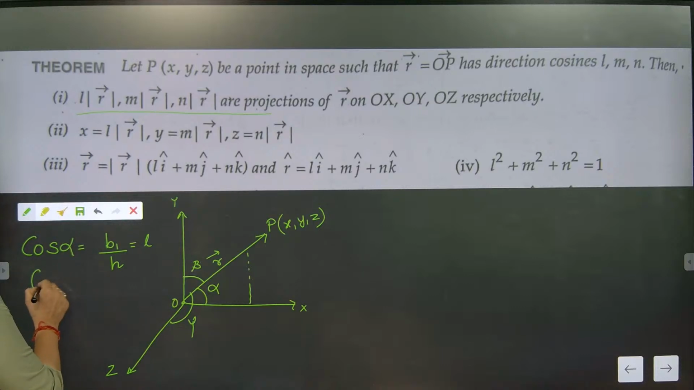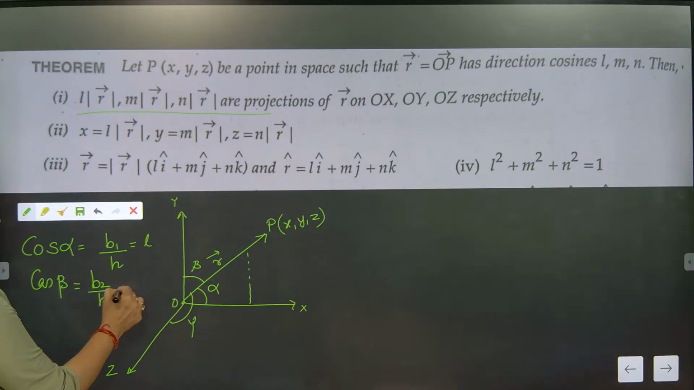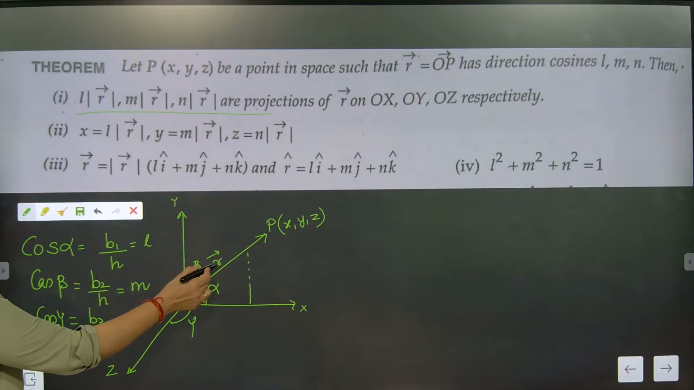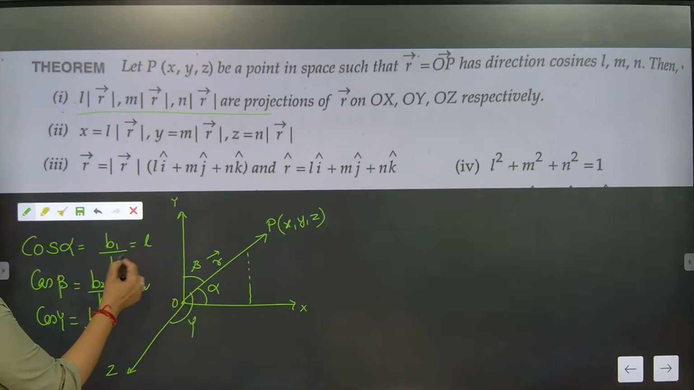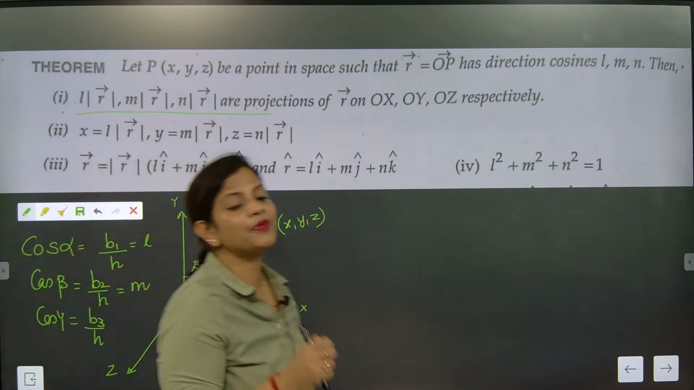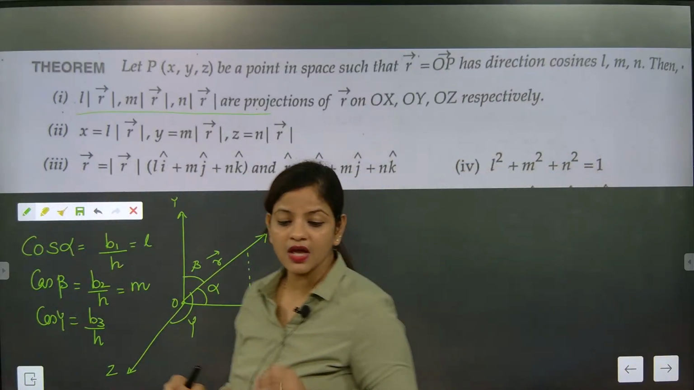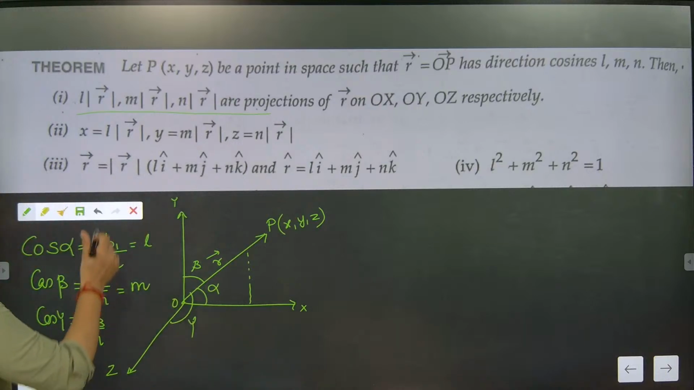Now the next part is cos beta. This is the final part I am writing: B2 by H. This we are calling as M. And cos gamma will be coming as B3 by H, which we call N. Where H is what, beta? Hypotenuse. And hypotenuse is the magnitude of the R vector. Beta, the magnitude of R can be present in radical form or ratio. What is the meaning of radical, beta?